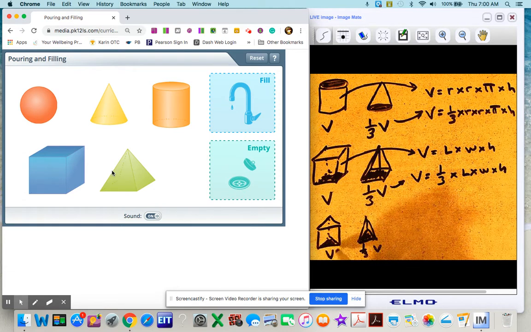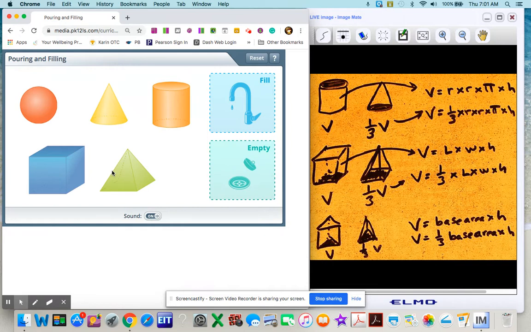To find the volume, if it's a prism, you're going to do whatever the base area is times the height. And for a pyramid with the same base area and height, the volume would just be 1/3 the base area times the height. Okay, so those are the relationships you should have seen.